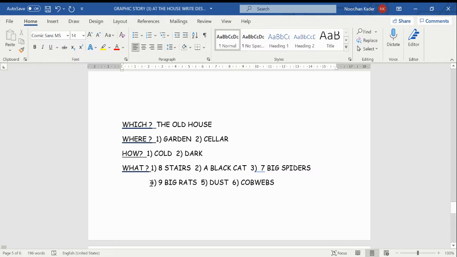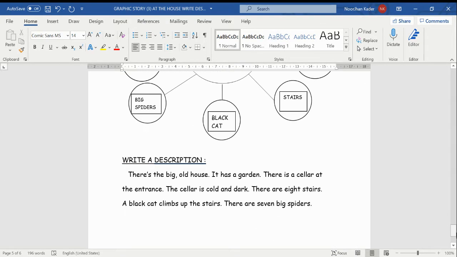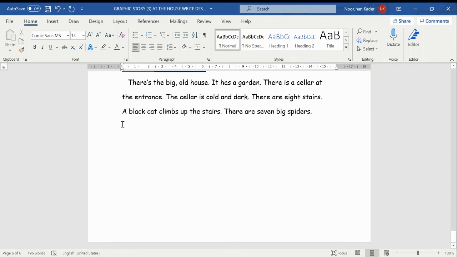And what else are there in the cellar? There are nine big rats.